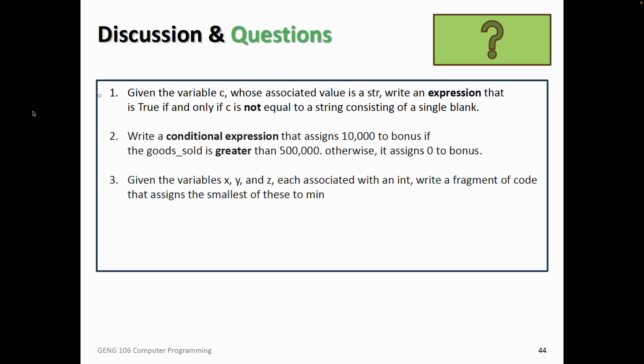Now, given the variables x, y, and z, each associated with an int, so basically all of them are int, write a fragment of code that assigns the smallest of these to min. So min is a variable name. Whenever you read these questions, you can paraphrase them in your own words. So what is this asking? We have these 3 variables, x, y, z, and we need to find which one is minimum, and then assign its value to this min variable.